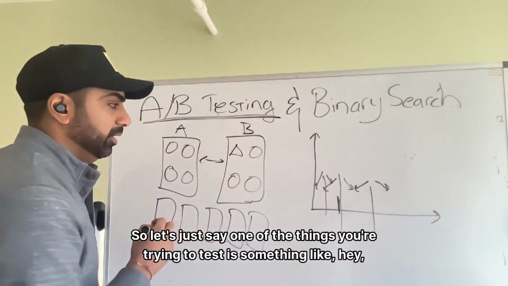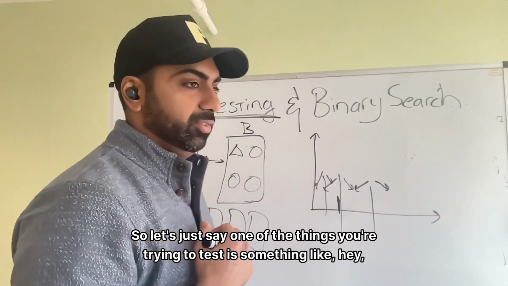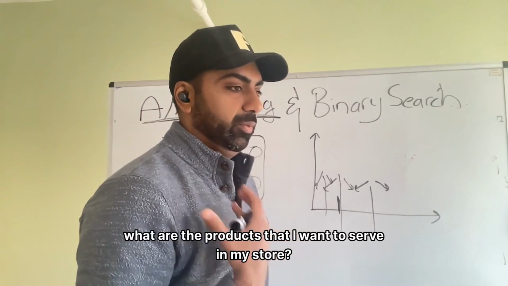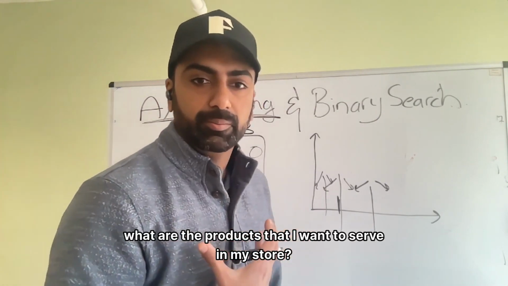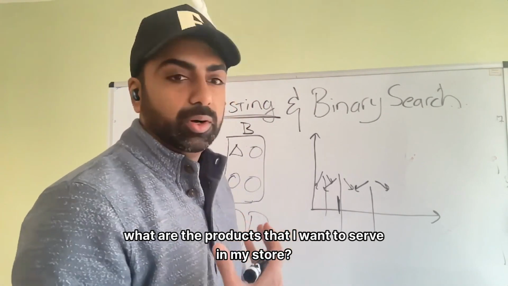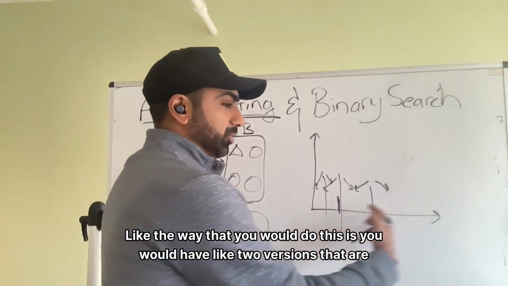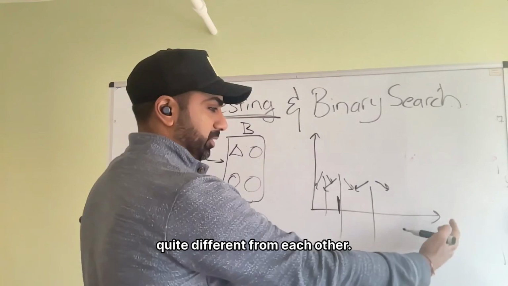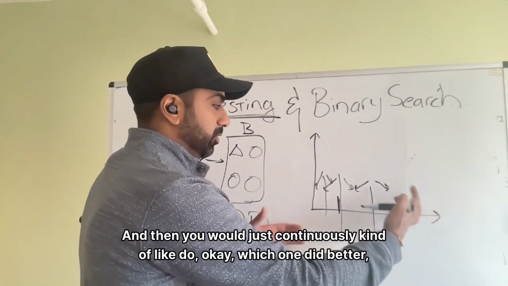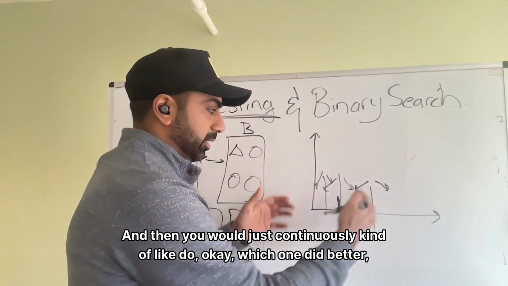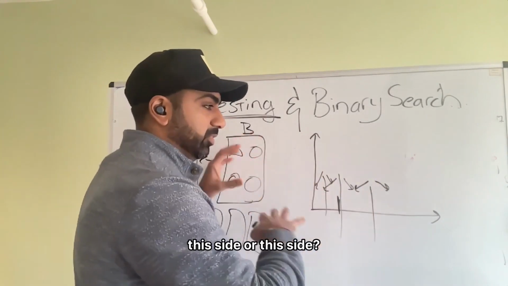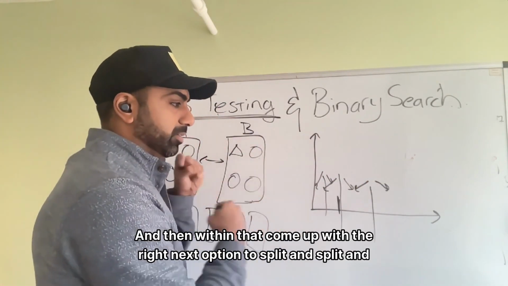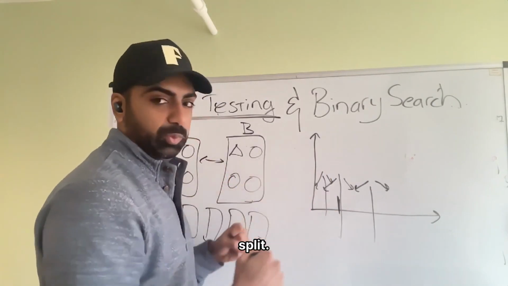So let's just say one of the things you're trying to test is something like, hey, what are the products that I want to serve in my store? The way that you would do this is you would have two versions that are quite different from each other, and then you would continuously check, okay, which one did better, this side or this side? And then within that, come up with the right next option to split, and split, and split.